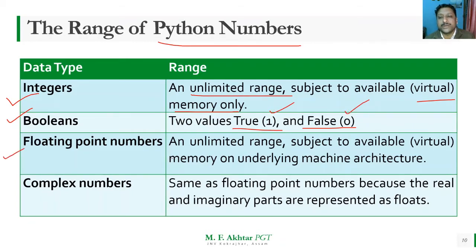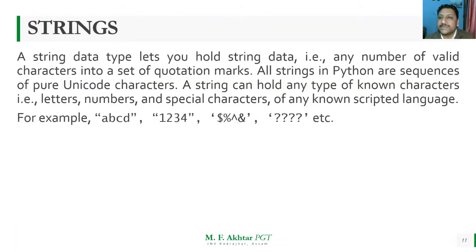Then floating point numbers also have an unlimited range, subject to available virtual memory or the machine architecture. Next, complex numbers are the same as floating point numbers. They also have an unlimited range because the real and imaginary parts are represented as floats. So any number can have any number of digits. Now strings, the next data type, is string.